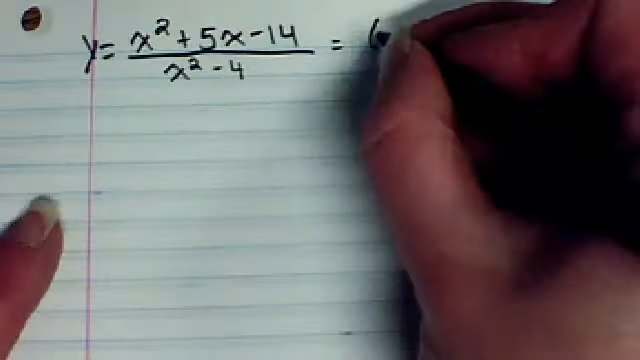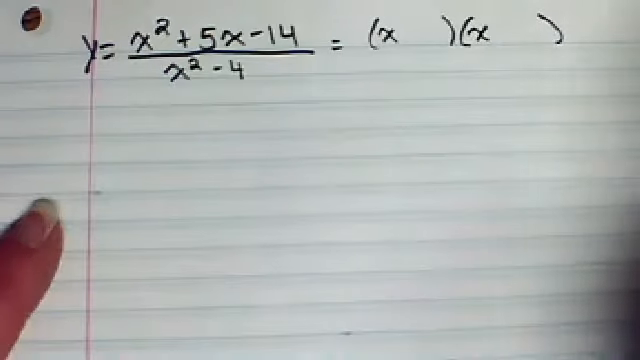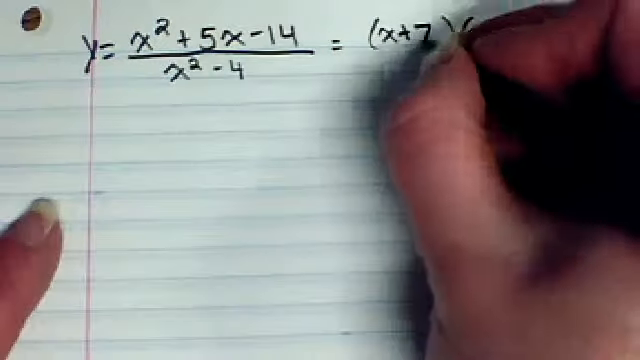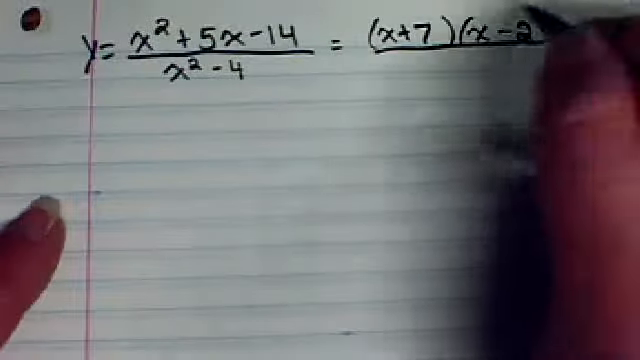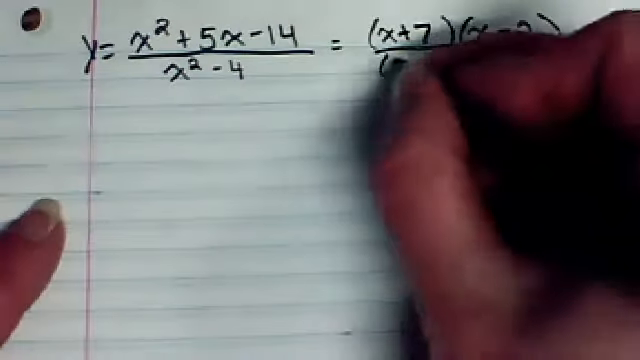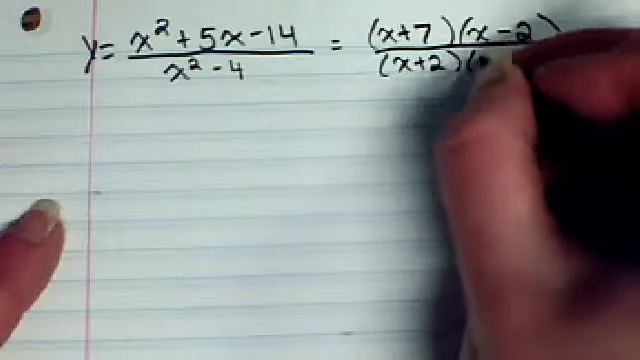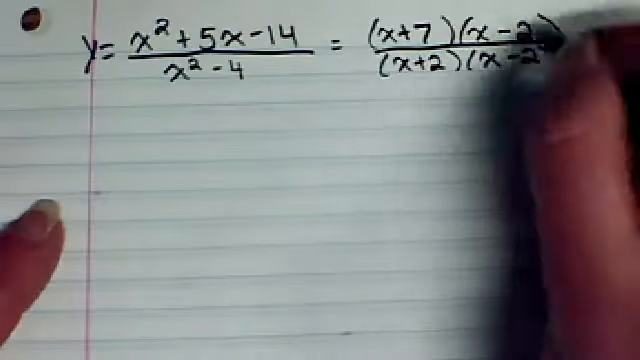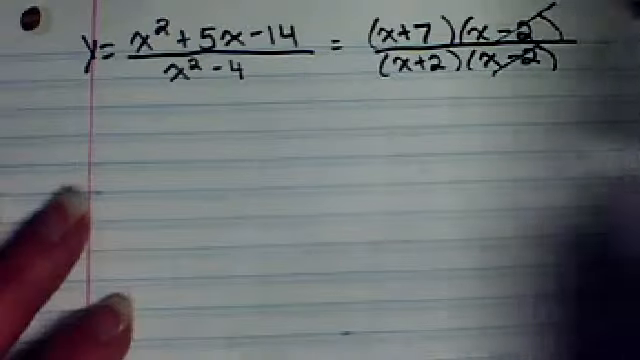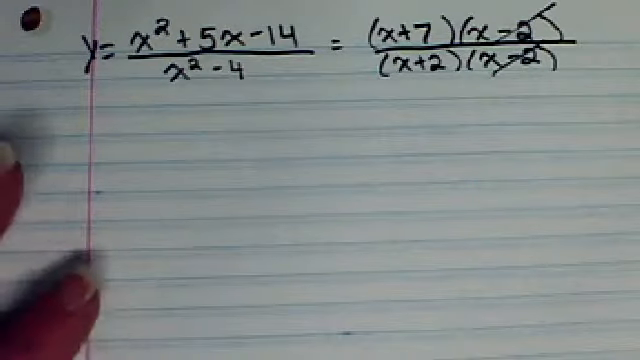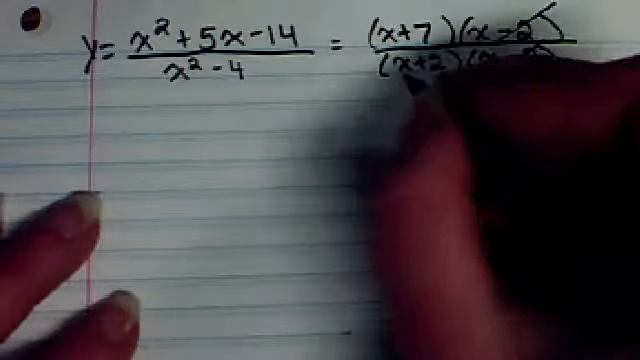Multiplies to be -14 and adds to be 5. That would be a 7 and a -2. In my denominator, x squared minus 4 is going to factor into x plus 2 and x minus 2. Notice those are going to divide out. What does that mean we have at x equals 2? It means we have a hole.